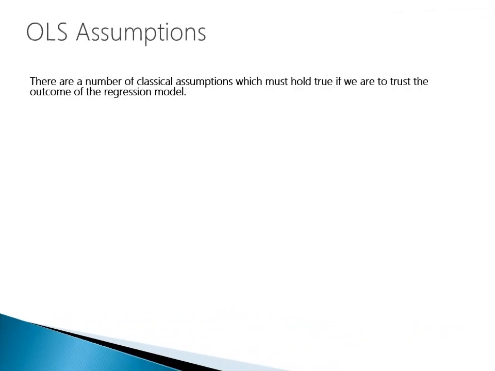There are a number of classical assumptions which must hold true if we're able to trust the outcome of a regression model. I can't tell you how many times that I've seen financial analysts, entry-level analysts, show me regression models, and they say, oh, I've developed this equation that measures this phenomenon. And when you look at the regression model from a data scientist's point of view or a statistician's point of view, we need to ensure that the model is rigorous enough to stand scrutiny and actually is observing the phenomenon that we're looking at. And to do so, we have to make sure that certain assumptions hold true.